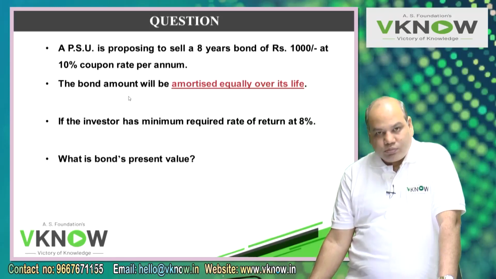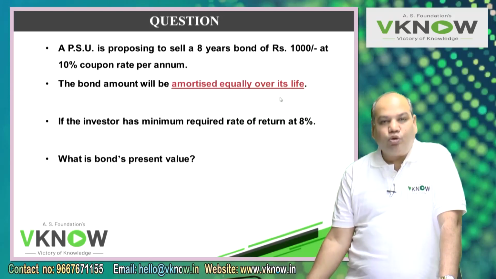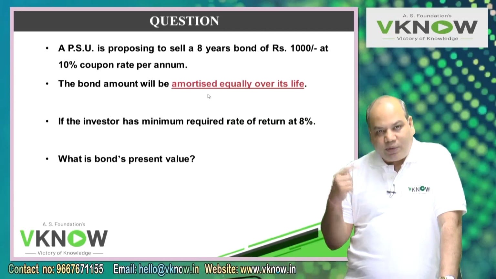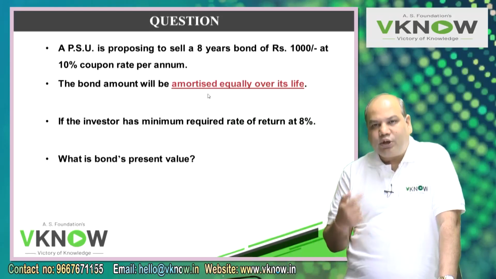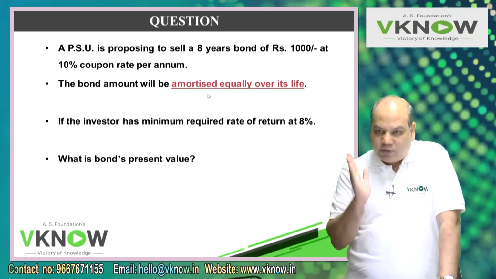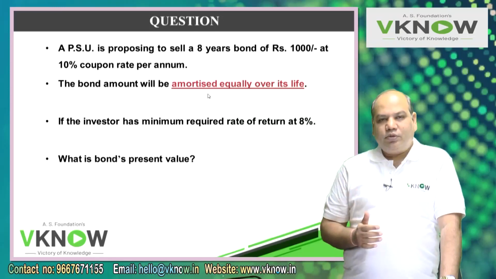Now this is new for us. The bond amount will be amortized equally over its life. What does that mean? This face value 1000, take on your calculator 1000, divide by 8 years. 1000 divided by 8, 125. That means this company is going to repay 125 every year.